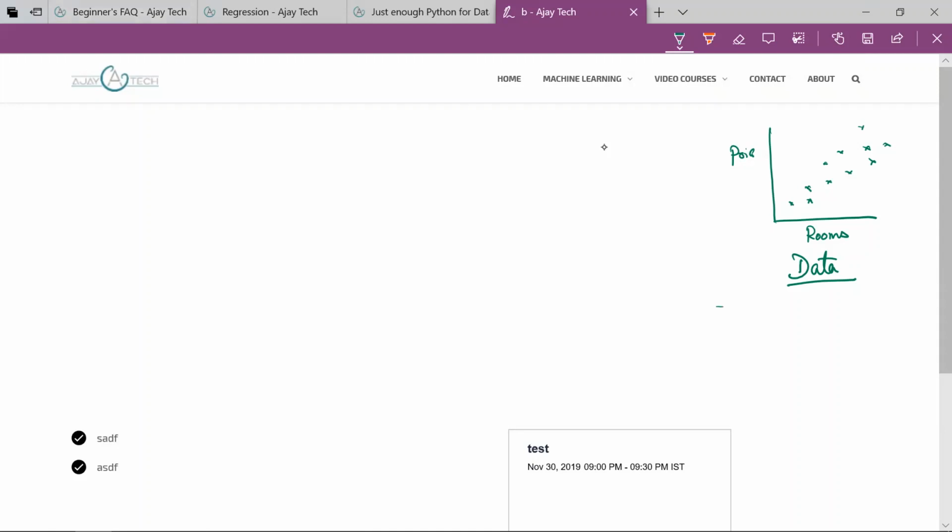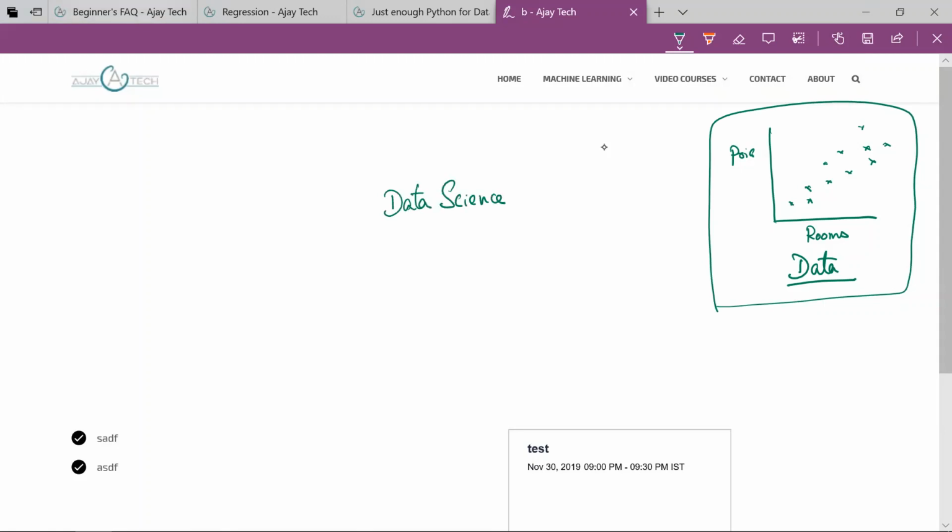So whenever you are trying to gather intelligence out of data, it's called data science, the science of data. See, you're not playing with anything here other than data. There is a program, there is data, you play with data. So the science of extracting intelligence from data is called data science. It's a very broad term. Okay, this is data science.